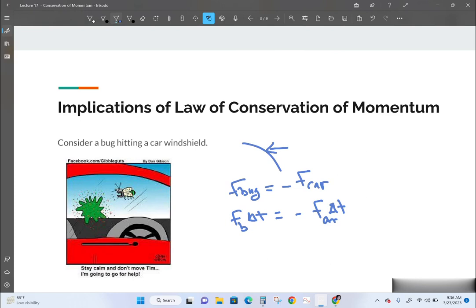But, and they both have the same, that doesn't make sense at all. Sorry. My bad. Totally taking this too far. Don't listen to that. The force on the bug and the force on the car are equal and opposite.